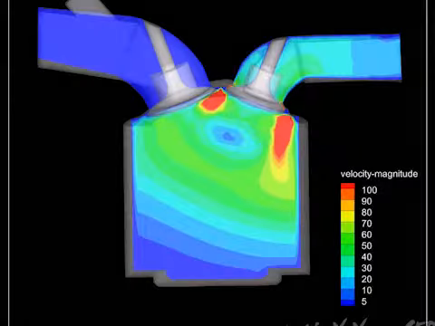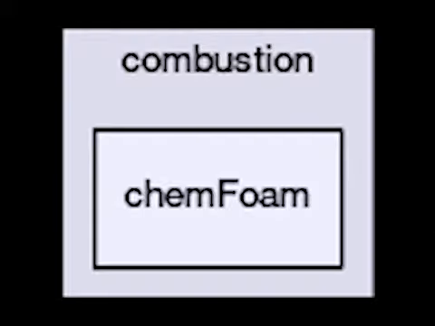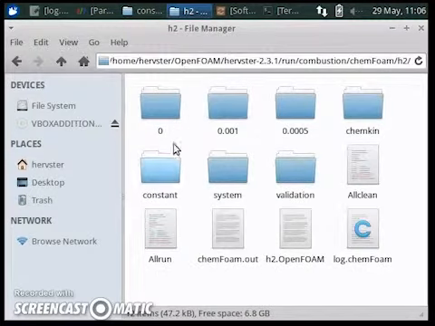I tested efficiency for hydrogen, methane, and isooctane by creating a combustion simulation. I used OpenFOAM, a computational fluid dynamics software, and its ChemFOAM solver to simulate the combustion of all of these fuels. ChemFOAM allowed me to look at each step of the combustion reaction for each fuel.